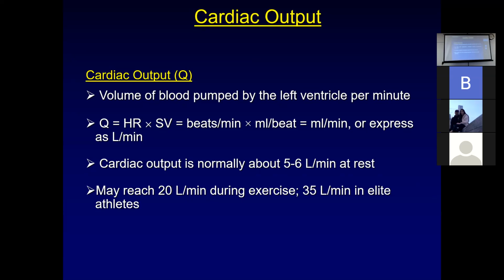So cardiac output is normally 5 to 6 liters at rest, and your blood volume is normally about 5 to 6 liters too. At rest, you circulate all the blood in your body through the heart about one time every minute. During exercise, in an average person, cardiac output may reach 20 liters per minute. In very elite athletes, it may be 35 liters per minute. So we're going to increase heart rate, and we're also going to increase stroke volume some during exercise.